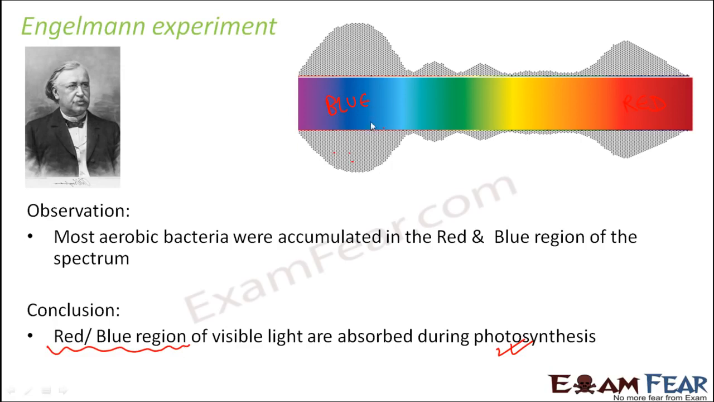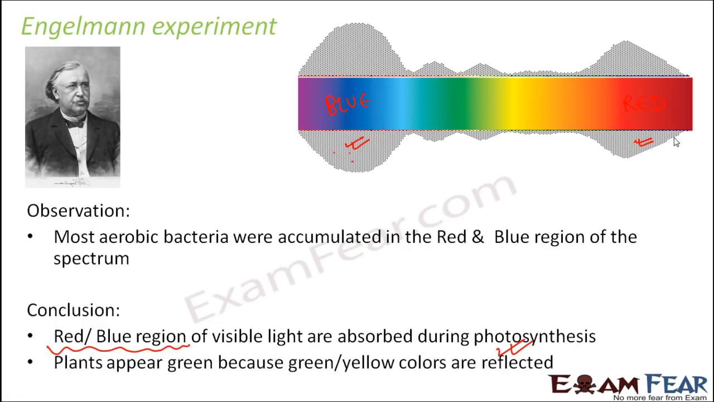However, there you can see a very small concentration of bacteria in other regions as well, but primarily the blue and the red region. So the blue and red regions of the visible light were absorbed. When I say this region was absorbed, what I mean is that light of wavelengths which fall under the blue region and the red region is primarily absorbed for photosynthesis to take place. So this was another interesting conclusion by Engelmann in his experiment.